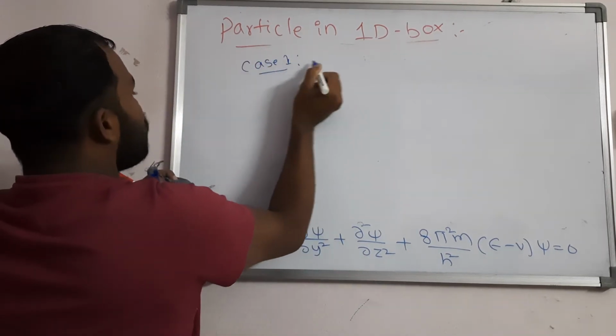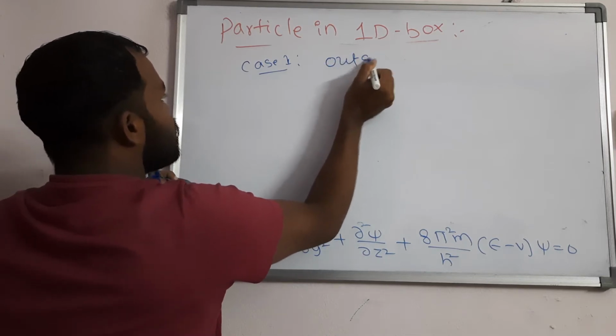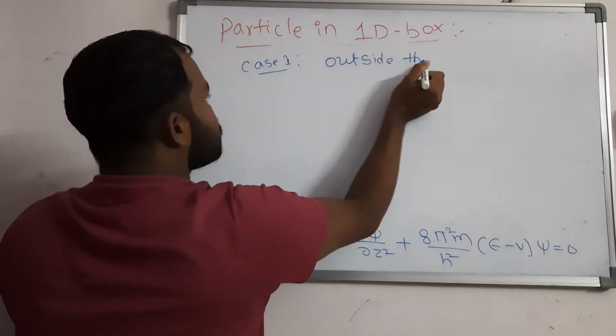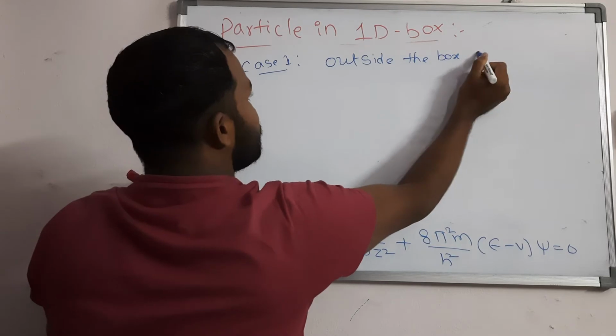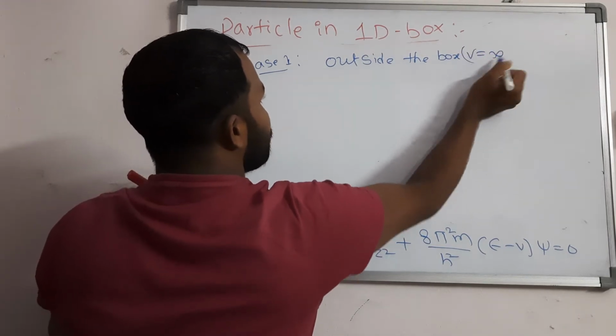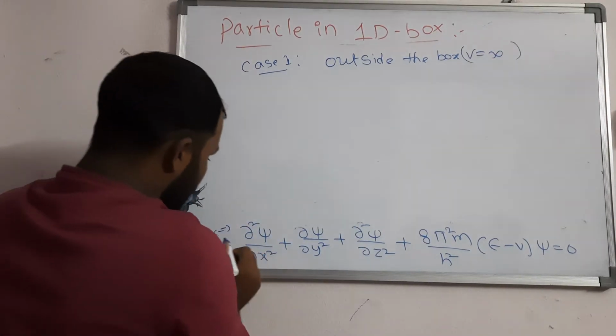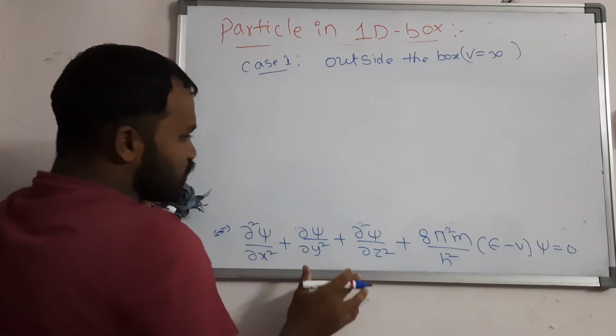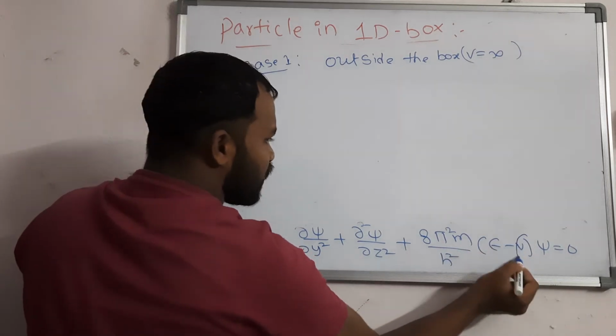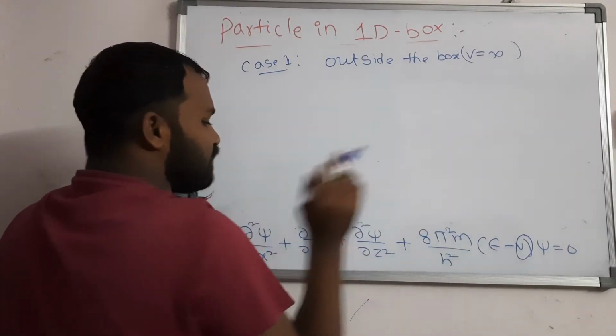What is case 1? Outside the box. What is outside the box? Potential is what? V is equal to infinity, right? Outside the box, potential is infinity. Now you should substitute in place of potential the infinity.